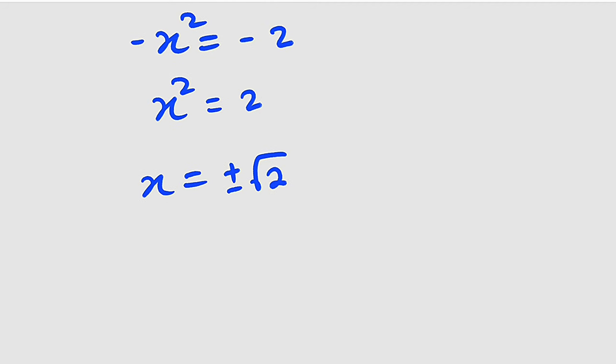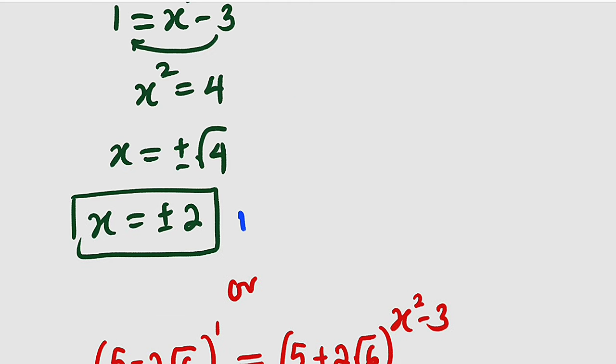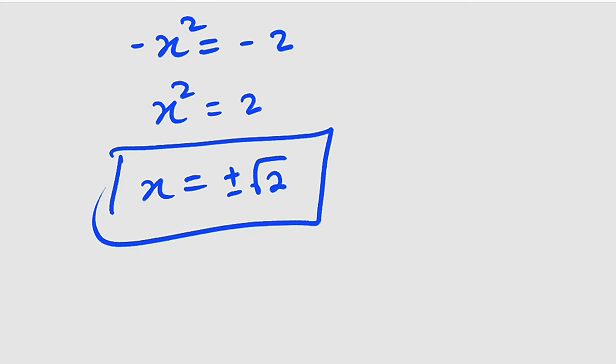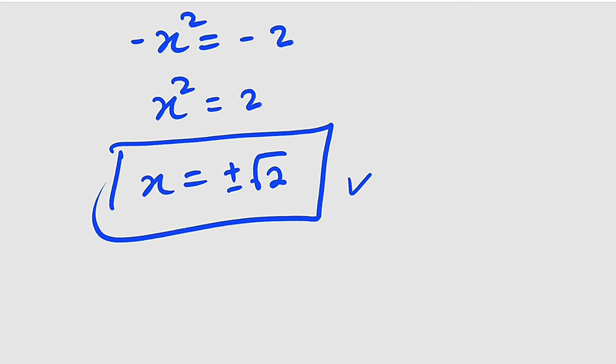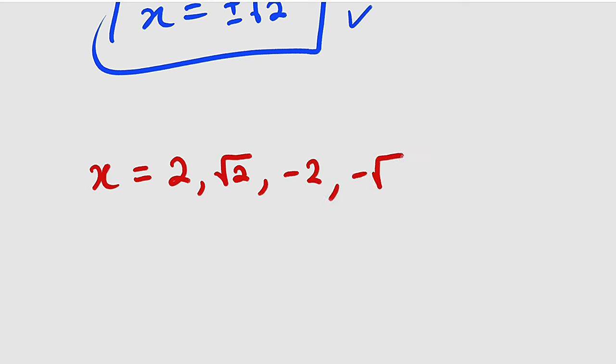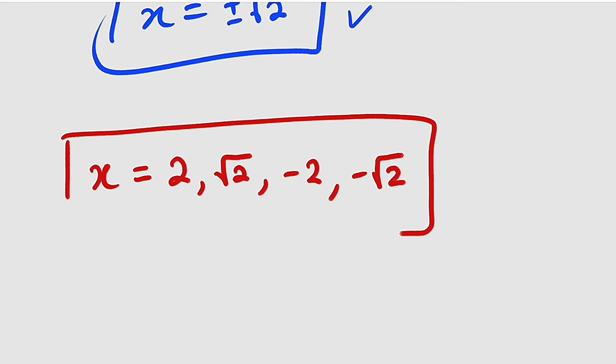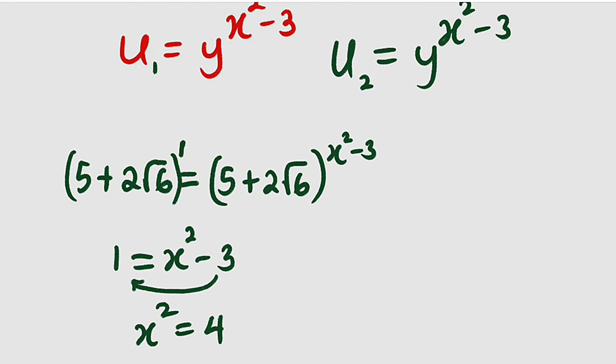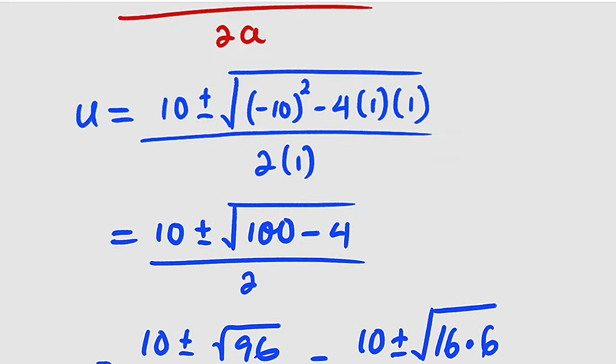So you can see that so far we have 4 solutions. We have plus or minus 2, and we have also plus or minus the square root of 2. So in general, x is equal to positive 2, positive square root of 2, negative 2, and negative square root of 2. And these are the solutions to this problem. An assignment for you is to test every single solution here in the main equation to see whether it is going to satisfy or not.